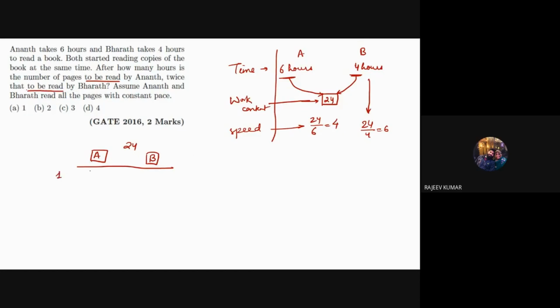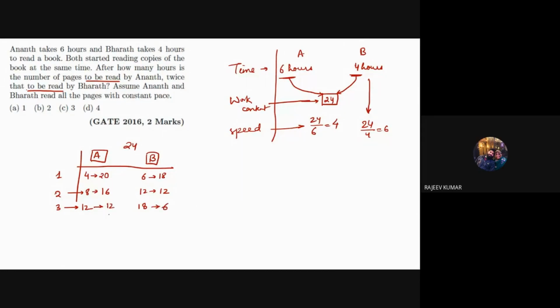So after 1 hour, Anant is having a speed of 4, so he has done 4, and Bharat has done 6. So basically 20 is left here and 18 is left here. Right. After 2 hours, this will become 8, so basically 16 will be left, and here it will become 12, so 12 will be left. Again there is no relation of 2. After 3 hours, this will become 12 here and here it will become 18. So 12 will be left and 6 will be left.